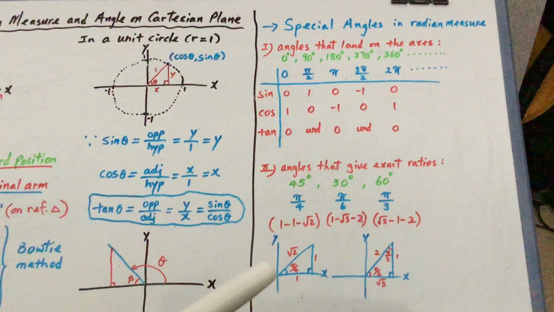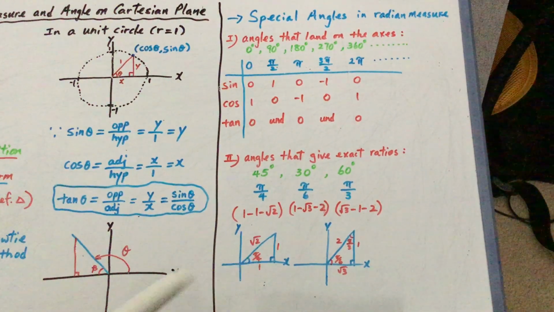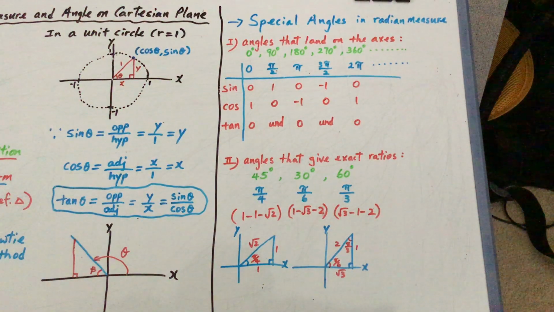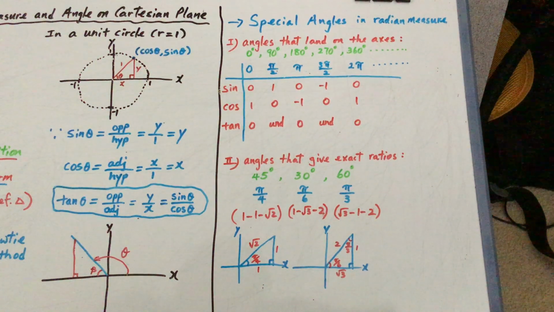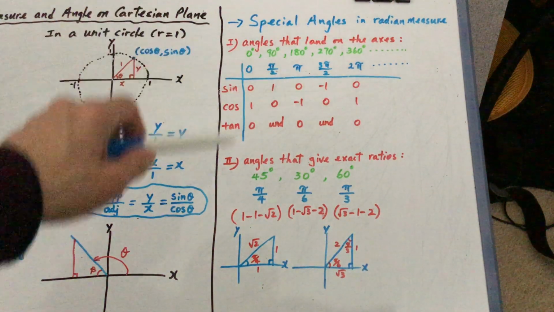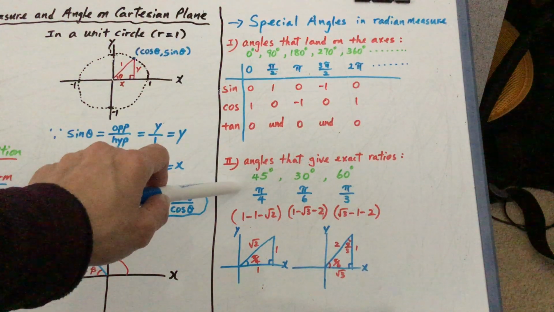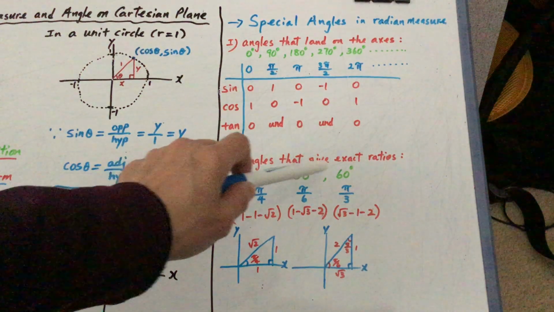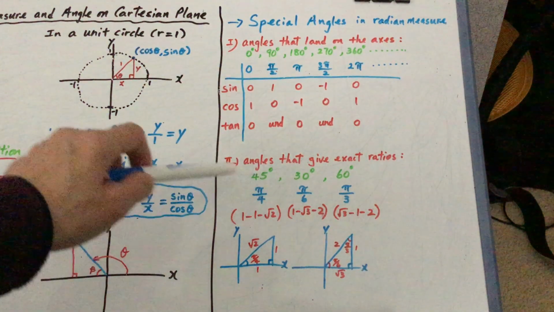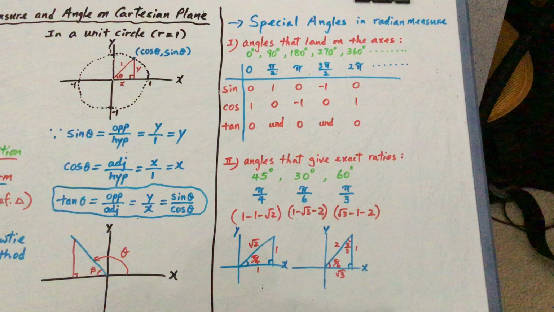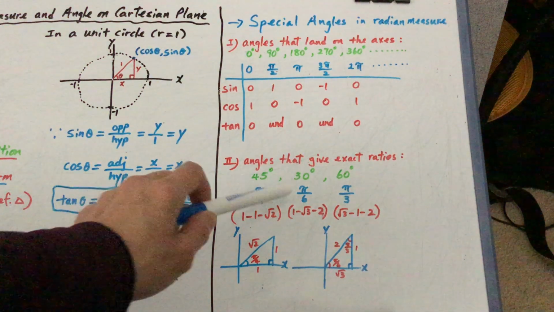The second group of the special angles are the angles that can give the exact ratio form. Most of the textbook homework or the package homework will be related either to the special angles from the first group, but mainly most of them are coming from the second group. So they are the 45 degree angles, the 30 degree angles, and the 60 degree angles, okay? We already learned that last year in grade 11. But it's just that now everything is in terms of radian measure, okay?